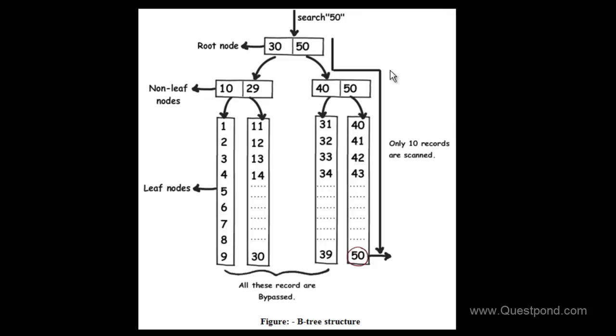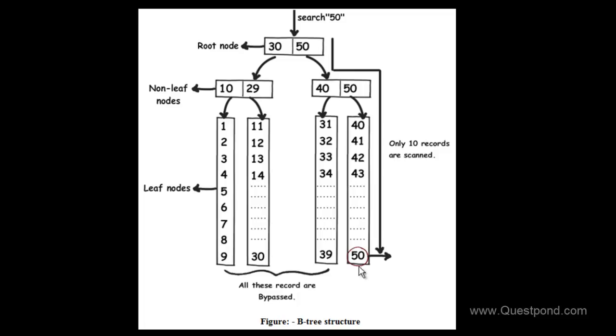Now when you index a column in SQL Server, it creates this B-tree structure internally. In the B-tree structure, the data is divided into root nodes, non-leaf nodes and leaf nodes. You can see how this data is divided over here. At the root node we have 30 and 50, then in the non-leaf nodes we have 10, 29, and 40, 50, and then in each one of these non-leaf nodes we have leaf nodes where we have the actual data. So the leaf nodes actually point toward the actual data.